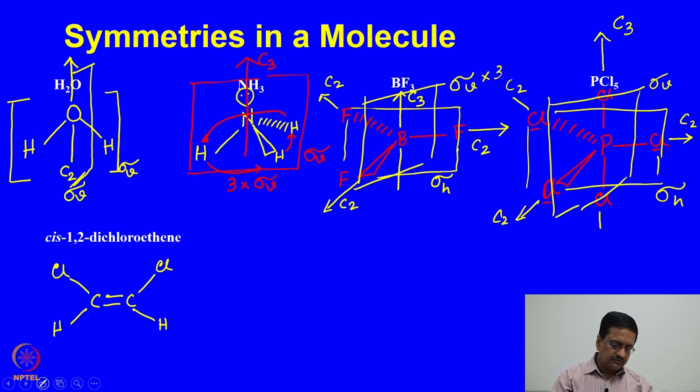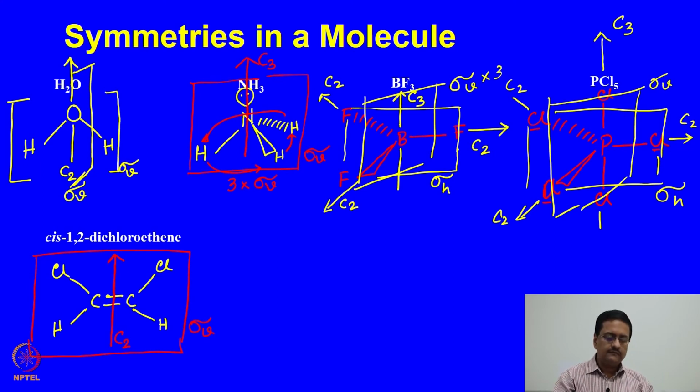So, if I draw the symmetry elements in red, a twofold axis which bisects the bond is my C2. Then the plane of the board, or the plane of the molecule, is a sigma v, and a plane which is perpendicular to the plane of the board but contains the C2 axis is another sigma v. What does it mean? It means, in terms of symmetry, both water and cis-1,2-dichloroethene have the same set of symmetry elements.